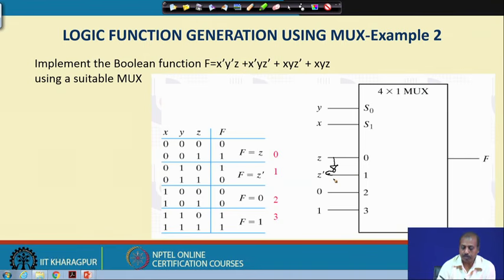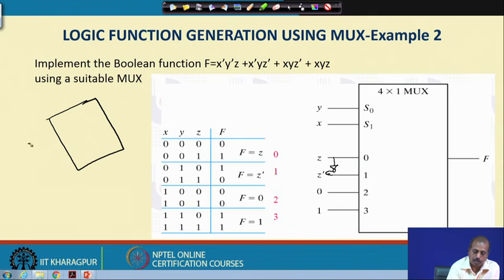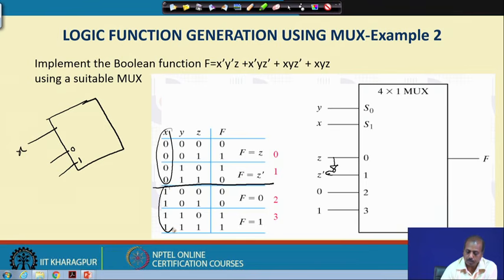For example, if I want to do the same thing using a 2:1 multiplexer, then what to do? That was using a 4:1 multiplexer. A 2:1 multiplexer will have only one select line and two data lines. On this select line I apply x, and these data lines are 0 and 1. So, I partition this truth table into two partitions: in one partition x equal to 0, in the other x equal to 1.